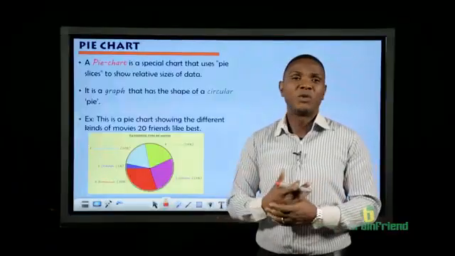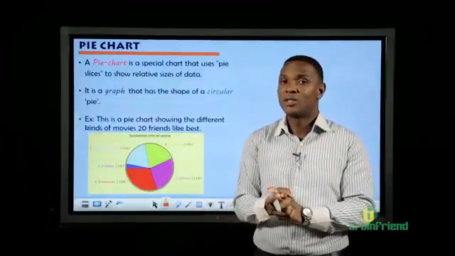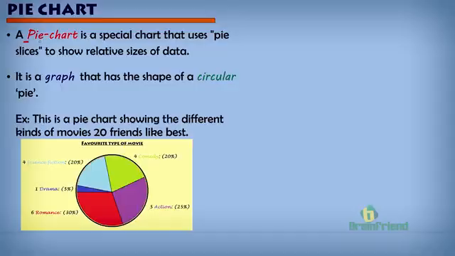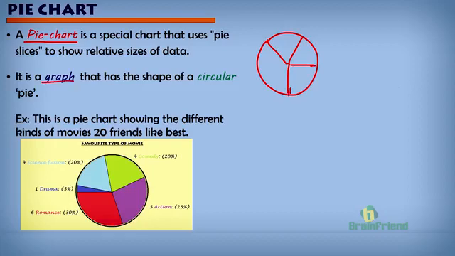Now, another means by which data can be presented clearly is what is known as the pie chart. The pie chart. From the name, we get an idea: the chart that looks like a pie. And of course, we all know that a pie is round or circular in shape. One popular pie that you and I know is called the pizza. We know that the pizza is round. And of course, when you bring the pizza home, what happens? We share it, right? So you have slices. The pie chart is simply a graph that has the shape of a circular pie.